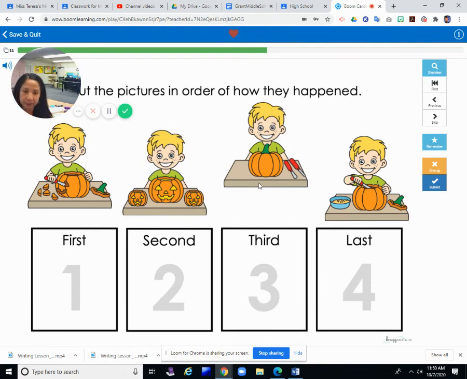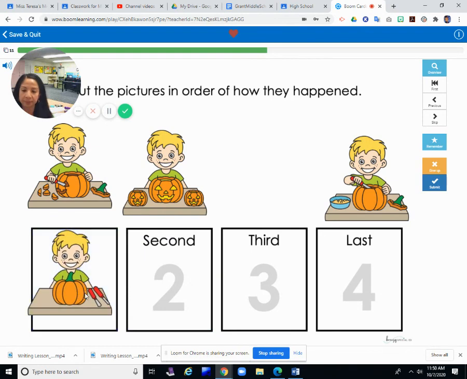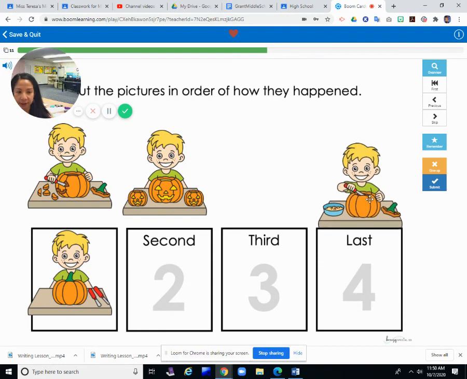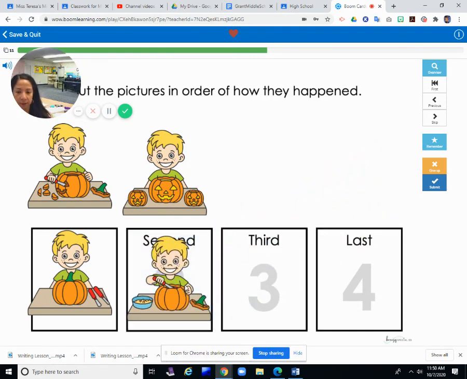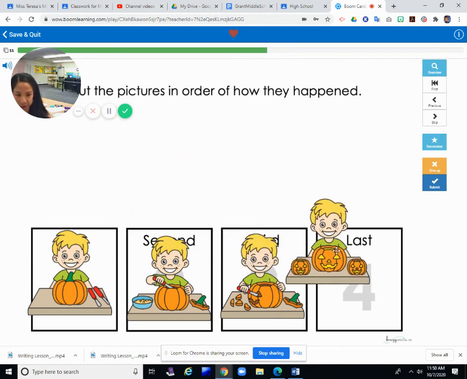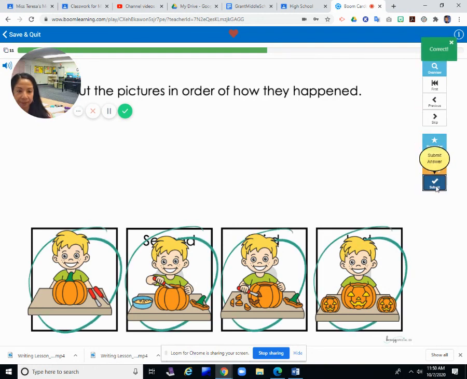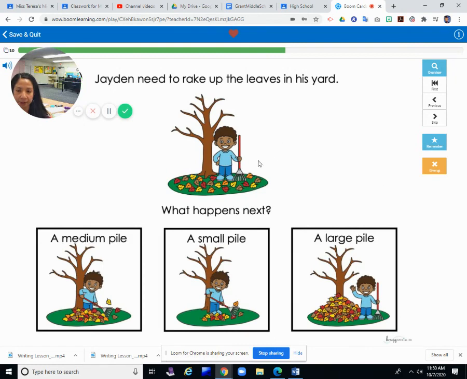Okay, I think the very first one would be him ready to start with his tools and his whole pumpkin. And then what does he do next? He scoops out the inside. And then third, what does he do? He carves the face. And then the last, he is finished. Let's see if we're correct. So first, second, third, last. Ready to submit? We got it all correct.